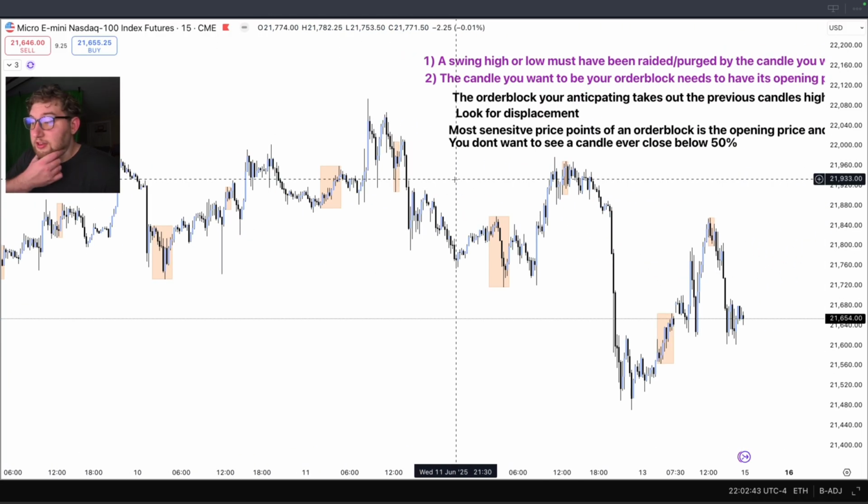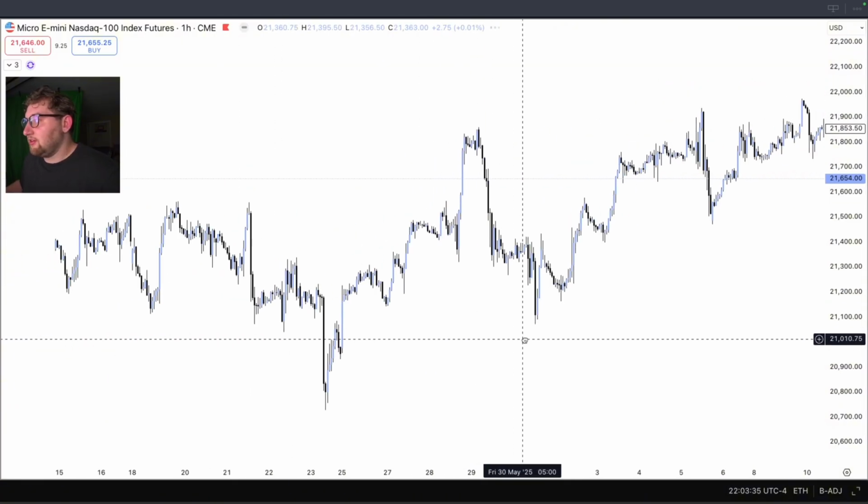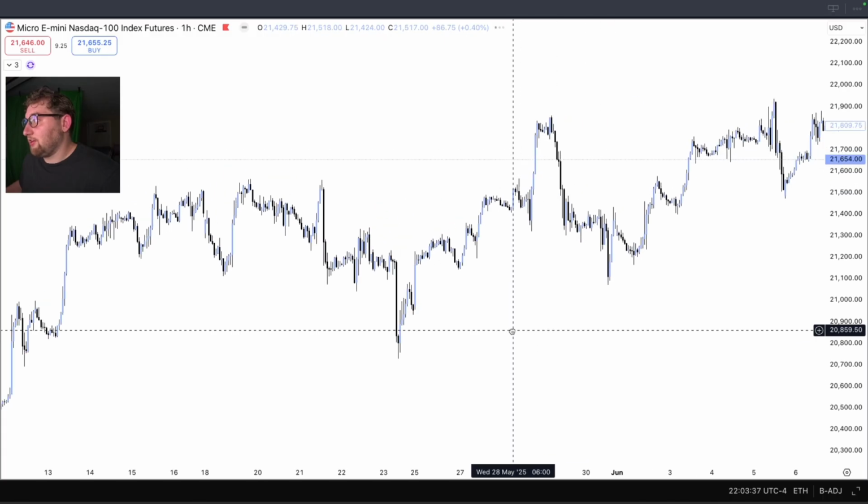So obviously this is an ICT concept, but I understand it a little different than I believe how he teaches. This is fractal. This happens on any time frame. You can use what I'm about to share with you on any time frame. So if you understand liquidity or time, this will be a lot easier for you. You'll understand that this isn't cherry picked. You can see this stuff happening in real time.